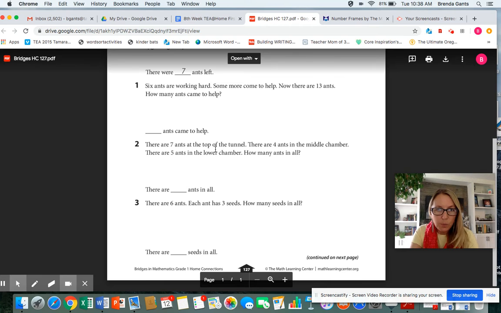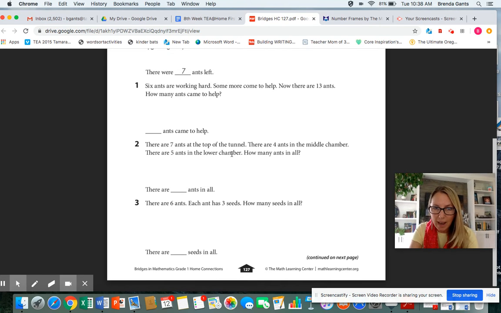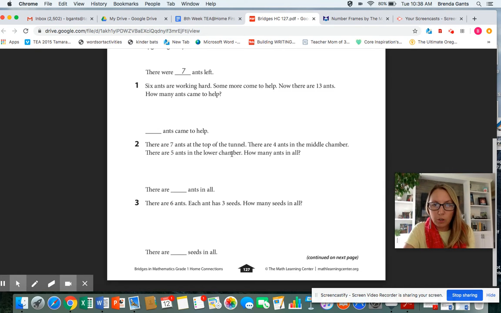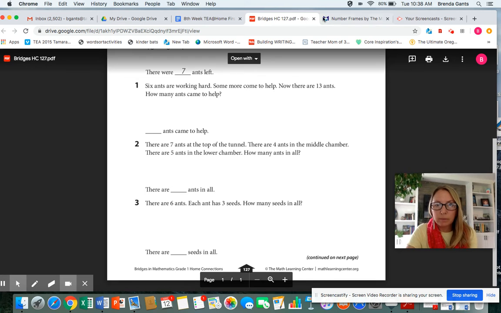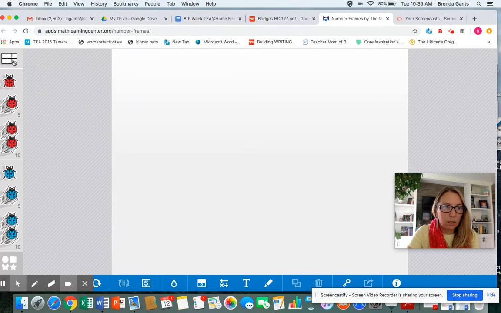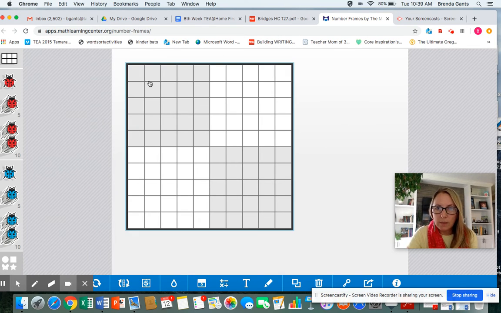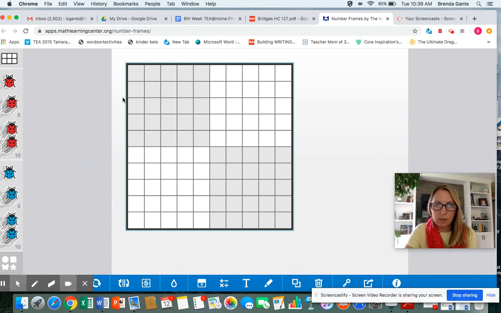Let's read this one. There are 7 ants at the top of the tunnel. There are 4 ants in the middle chamber. There are 5 ants in the lower chamber. How many ants in all? All right, we're going to need, let's just use the 100 so that we know we have enough space for all these ants.